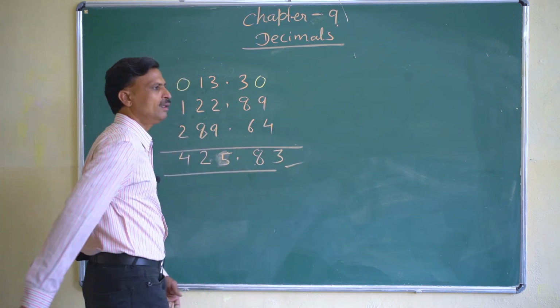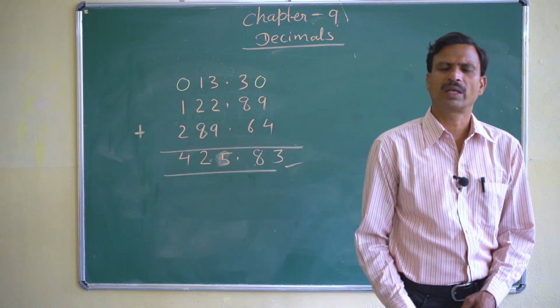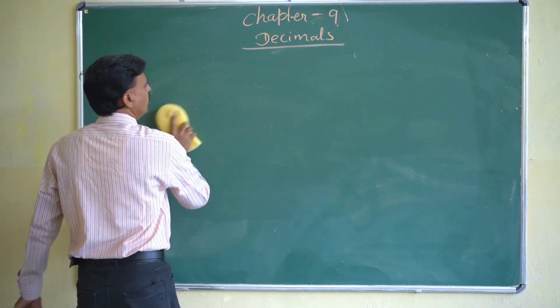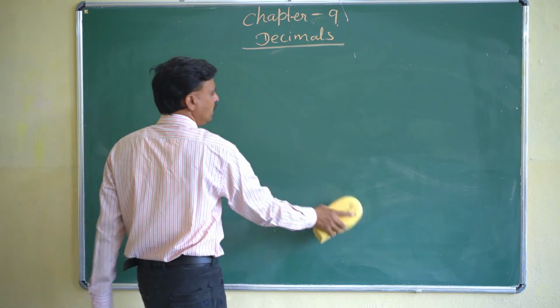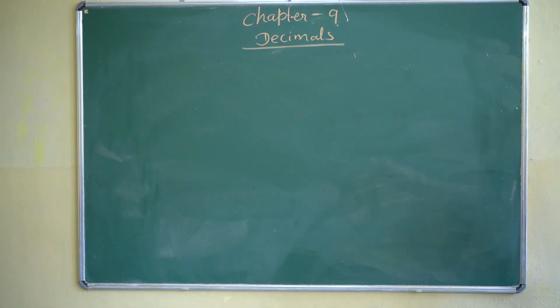So in this manner we can add two decimal numbers, or we can subtract. Now, how will we subtract decimal numbers? You have done the addition of decimals in the previous classes, I think. Okay, now I'm telling you how we'll subtract decimal numbers.